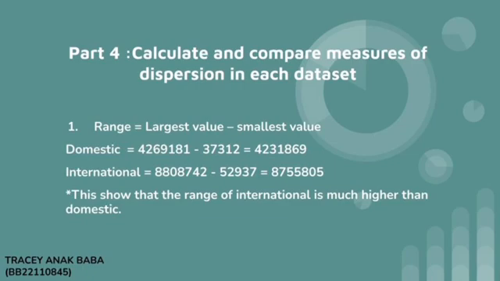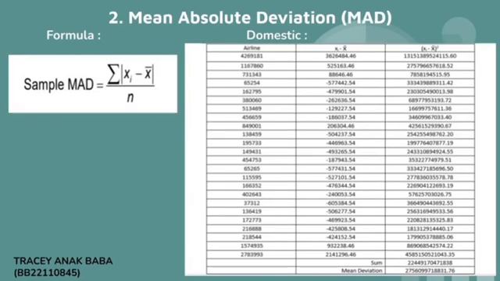I'm going to present part 4, calculate and compare measures of dispersion in each dataset. First of all, range. Total range for domestic is 4,231,869. And total range for international is 8,755,805.